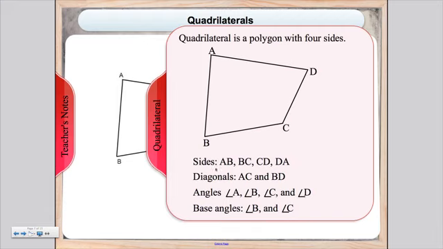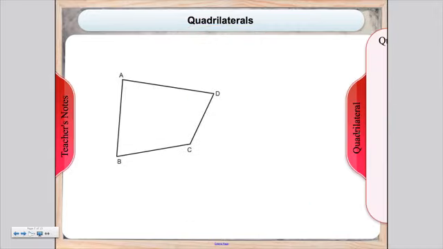Okay, on your notes, it's identifying the sides, which are AB, as well as BC, CD, and DA. Diagonals means it goes across, so from A to C, a straight line. Angles mean the corners: angle A, angle B, angle C, angle D. And then base angles means the bottom, or angle B, angle C. Good job. Let's continue.